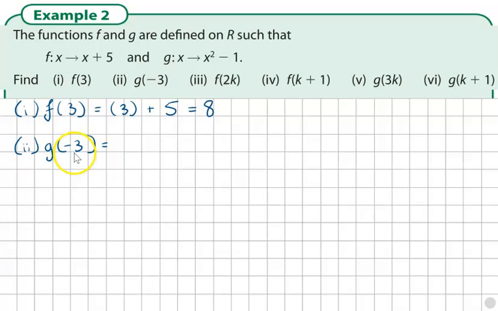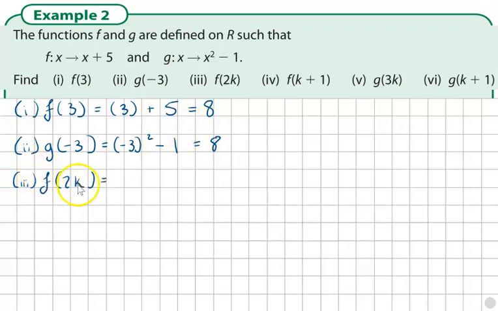Part 2, g of minus 3. We go to our g of x function, we swap the x for brackets, and into the brackets we're going to put minus 3. Minus 3 squared is 9, and 9 minus 1 is 8. It's just a coincidence we've got the same output.